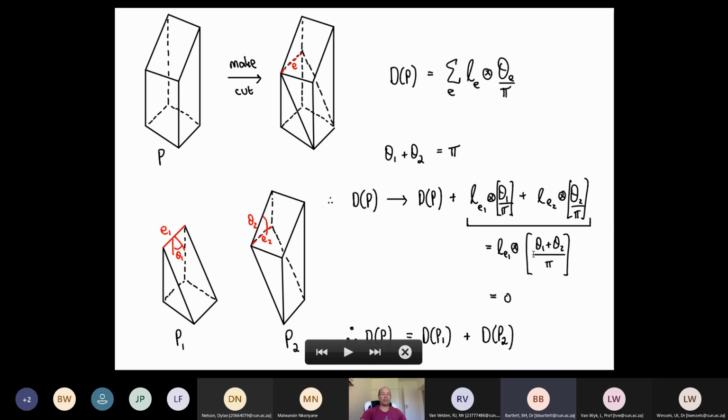And these I can combine together to get the length of E1 tensored with θ1 plus θ2 over pi. And θ1 plus θ2 is pi. So this guy here is exactly 1, and the equivalence class of 1 is 0. So that contribution is 0. So the Dehn invariant won't change at all along any of these new edges. So our conclusion is that the Dehn invariant of P is equal to the Dehn invariant of P1 plus the Dehn invariant of P2.